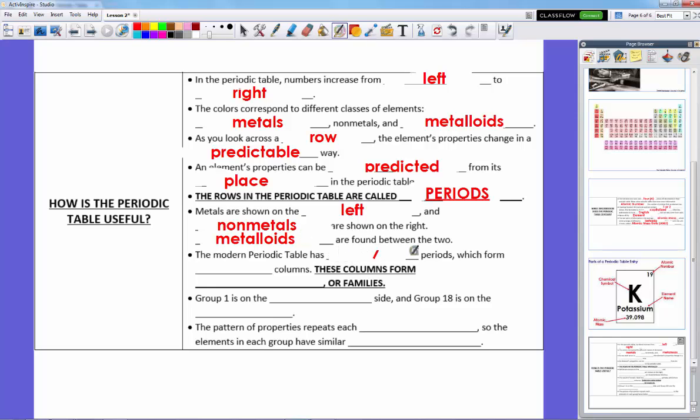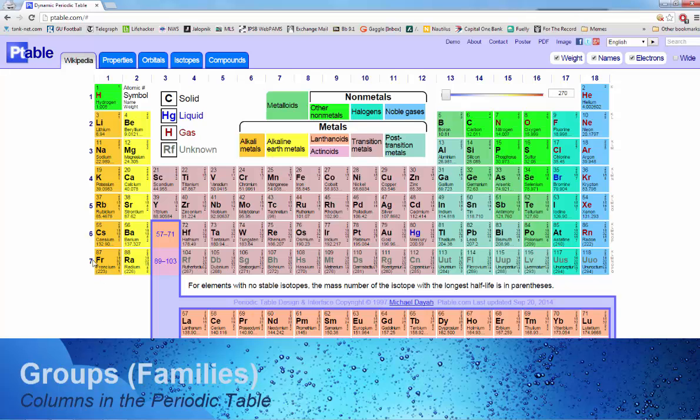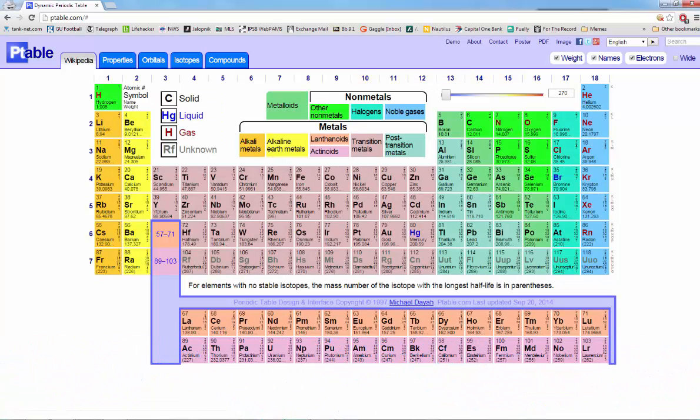And the modern periodic table has 7 periods, which form 18 columns. These columns form what we call groups or families. So as we go back and look at this, we have the 7 periods, and then we have the 18 groups right here. And as you can see on this website, we can set them up and see them individually. So remember, periods and then families. Periods go across, families go up and down.